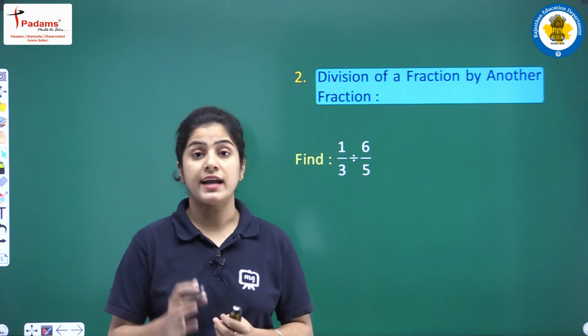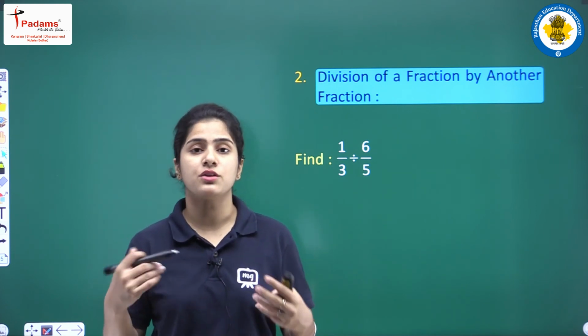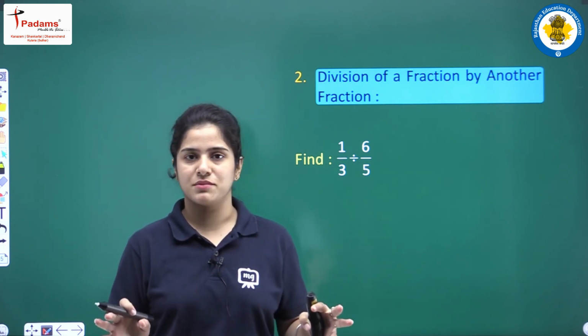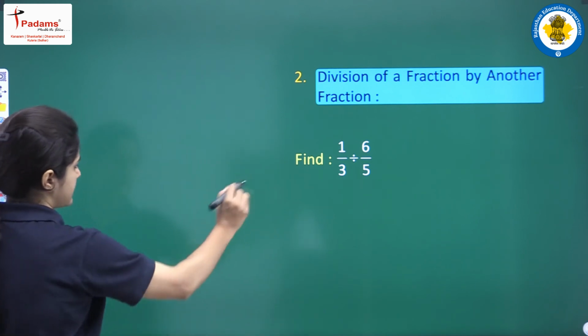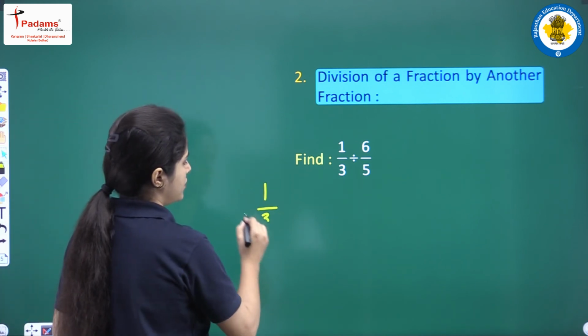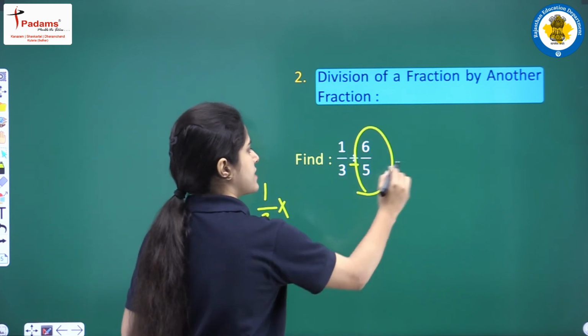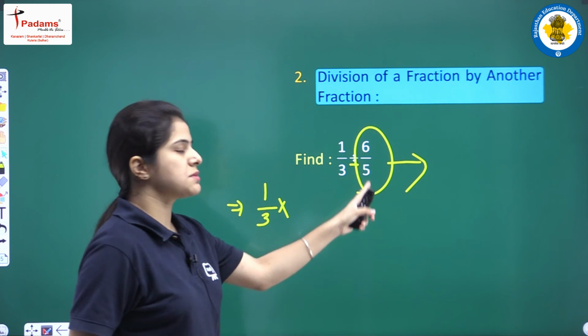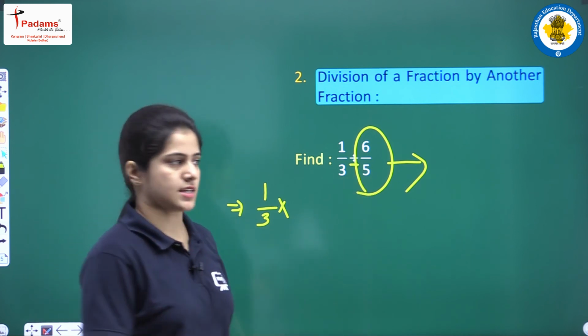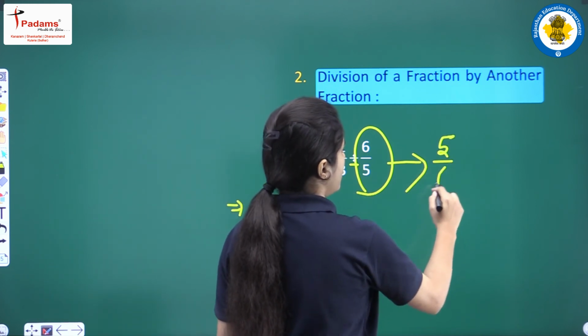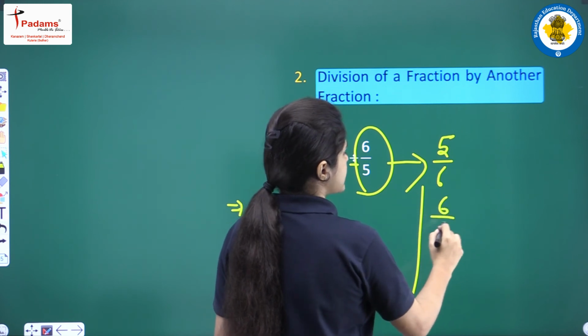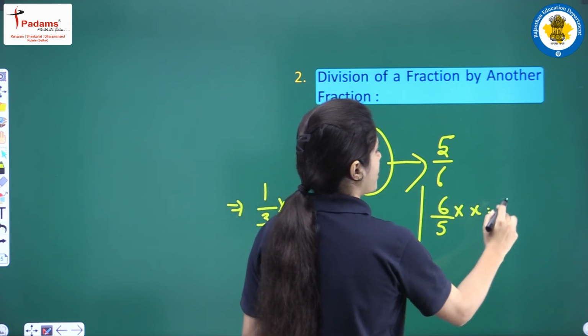If you want to divide a fraction by another fraction, what you need to do, everything is the same, okay. Like for example, this is the example, you have to convert this division into multiplication and then just reciprocate this number. What is the reciprocal of 6 upon 5? That is 5 upon 6, okay. 5 upon 6, how? Because 6 upon 5 into x is equal to 1.